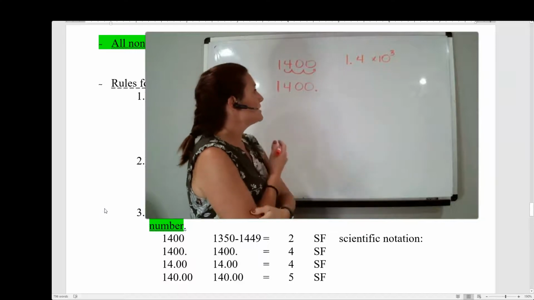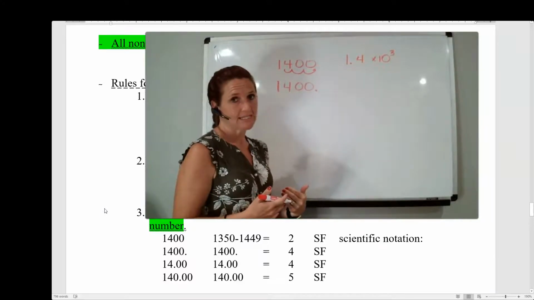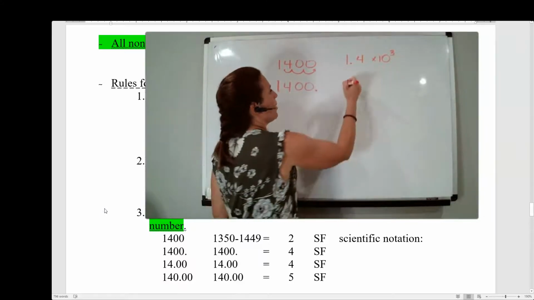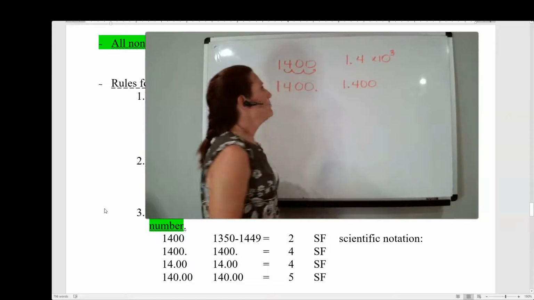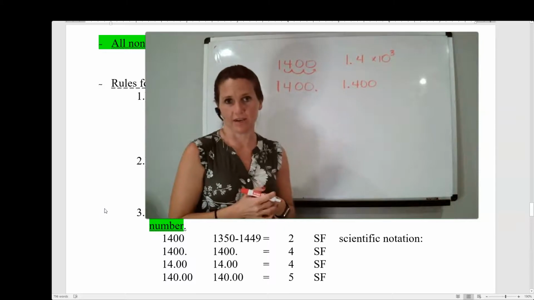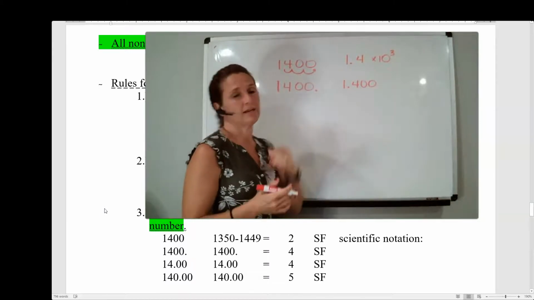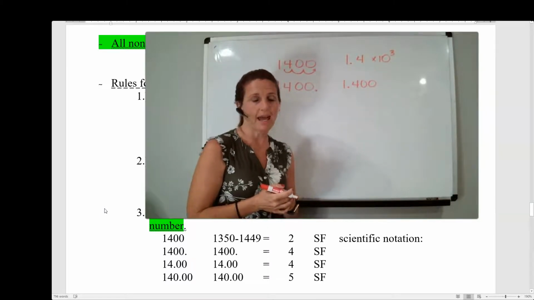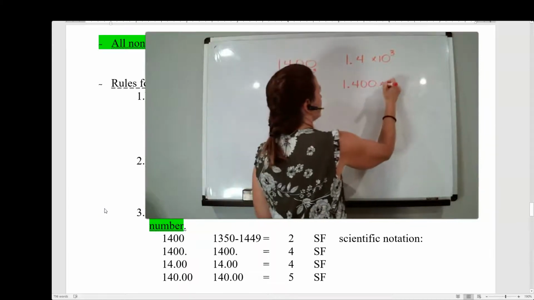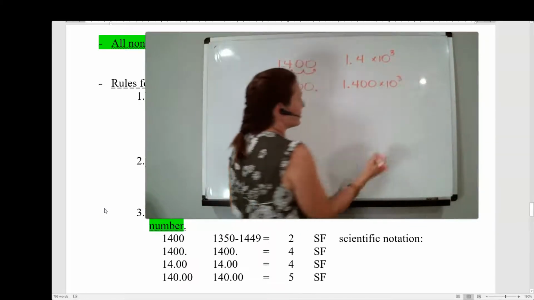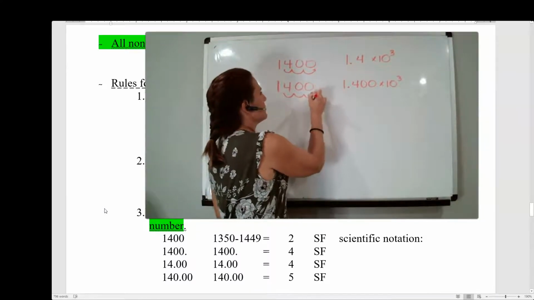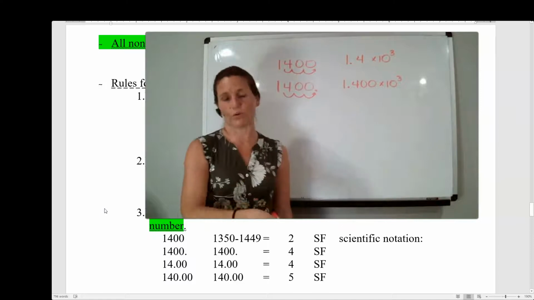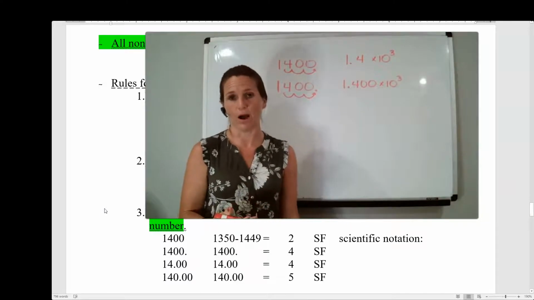Okay, so 1,400 with a decimal place gets written 1.400 because all of these are significant. I still need my number between 1 and 10, and I still want to say times 10 to the 3rd, because I still want to move 1, 2, 3 places to replace my decimal place back where it belongs.